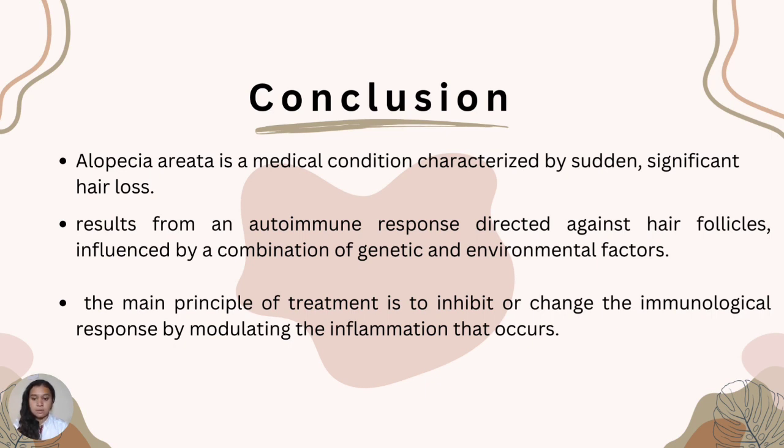genetic and environmental factors. Alopecia areata, or AA, is an incurable condition. This disease is synonymous with sudden loss of hair from the scalp due to an autoimmune process. Therefore, the main principle of treatment is to inhibit or change the immunological response by modulating the inflammation that occurs.